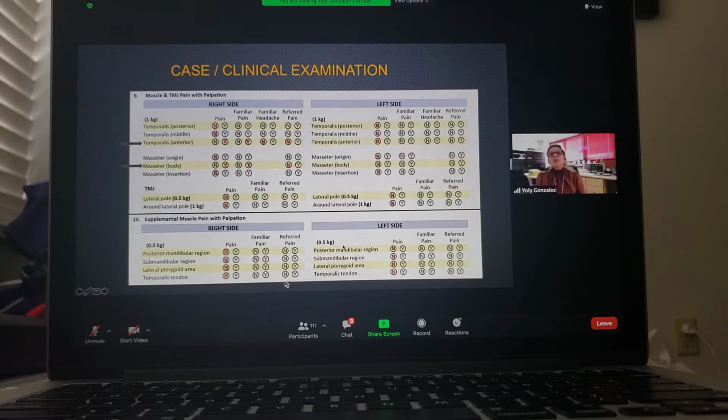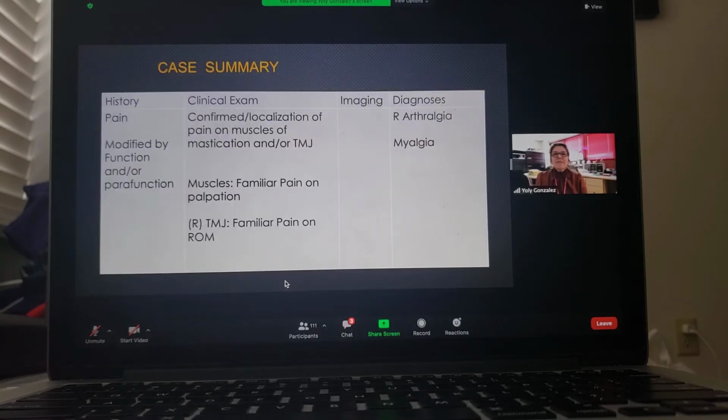And I know you can read the next slide, okay? But I guess the summary here is pain that is modified by function and parafunction is confirmed in the joint and in the masticatory muscles. We have familiar pain upon palpation in the masticatory muscle, and familiar pain in the right TMJ during range of motion.